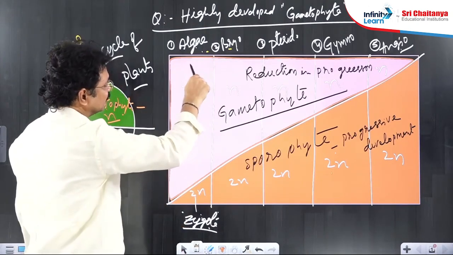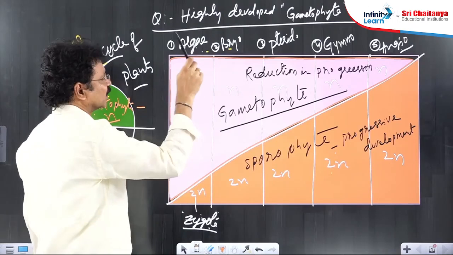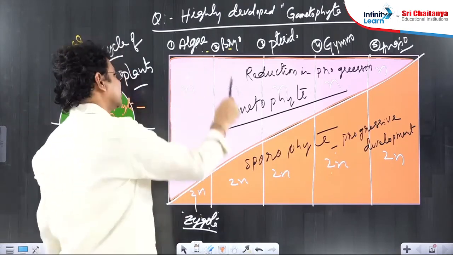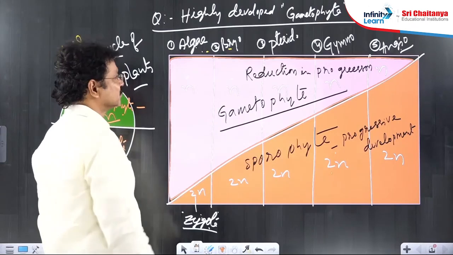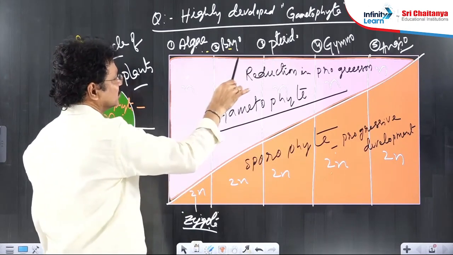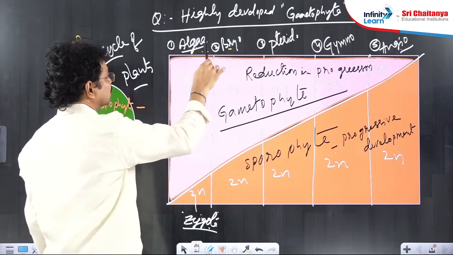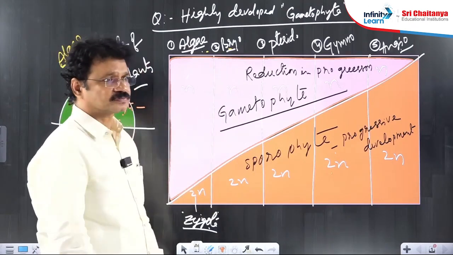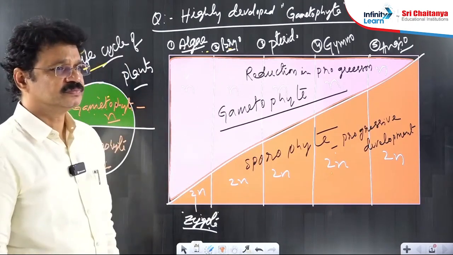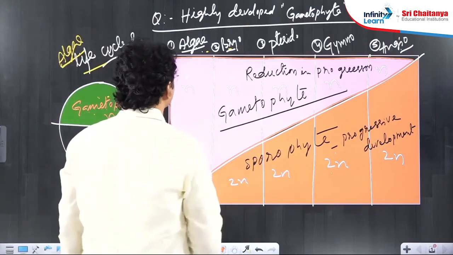Except that zygote, the remaining entire life cycle belongs to the gametophyte generation. In bryophytes also the gametophyte is developed. But according to this question, the best option is the first option only. Next place goes to bryophytes. Okay, good. Next, one more question.